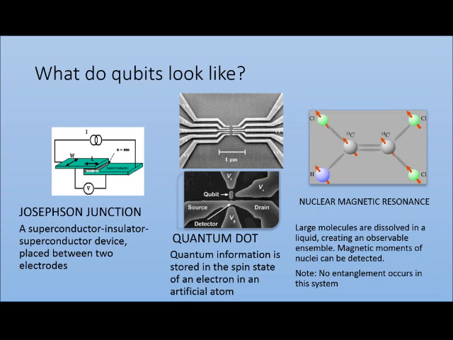Josephson junctions are superconducting loops that take advantage of quantum tunneling. Quantum dots are a lot smaller and essentially act like artificial atoms where there's a single electron you call a qubit, and the electron's spin, either up or down, is the 1 or the 0. Nuclear magnetic resonance qubits don't work as well because they don't entangle.